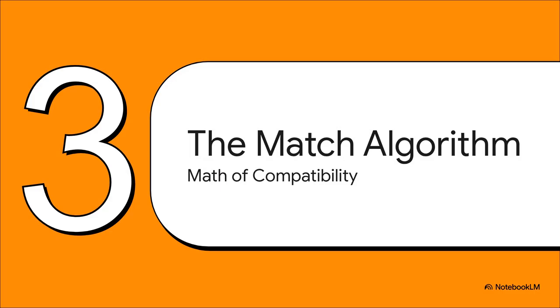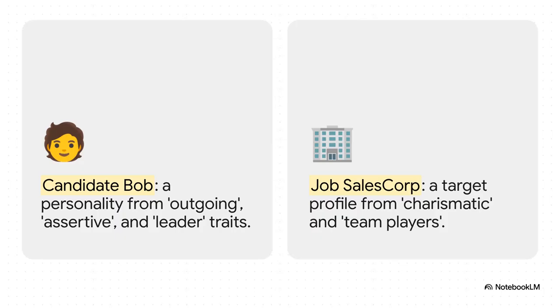All right, this is the heart of it all. This is the aha moment. We've got Bob's profile, and we've got a job description. How does the system figure out if they're a good match? Well, it all comes down to a really classic, really elegant bit of math. So here's the scenario. On one side, you have Bob. His personality is basically an average of the scores for outgoing, assertive, and leader.